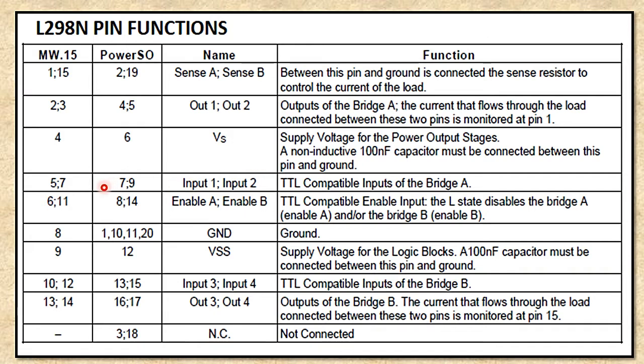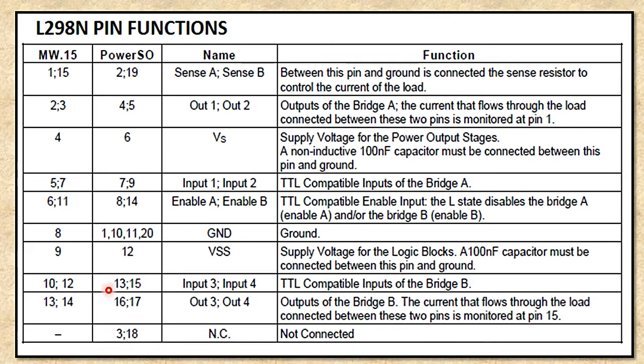Pin 5 and 7 are TTL compatible inputs of the bridge A. Pin 6 and 11 are TTL compatible enable inputs. The low state disables the bridge A, enable A, and or bridge B, enable B. Pin number 8 is ground. Pin number 9 is VSS, supply voltage for the logic blocks. A 100 nanofarad capacitor must be connected between this pin and the ground.